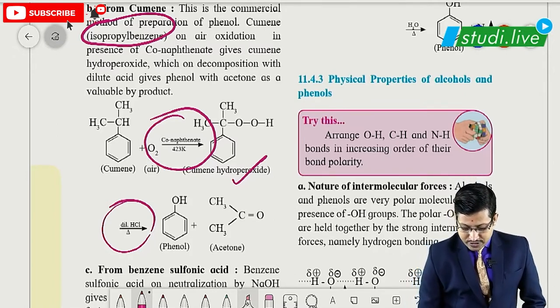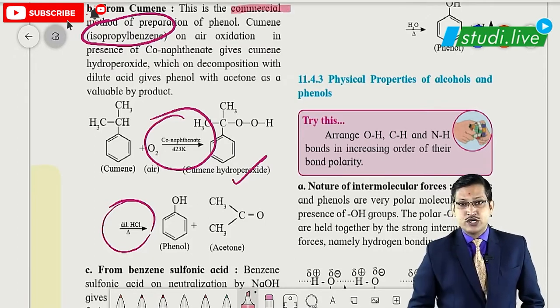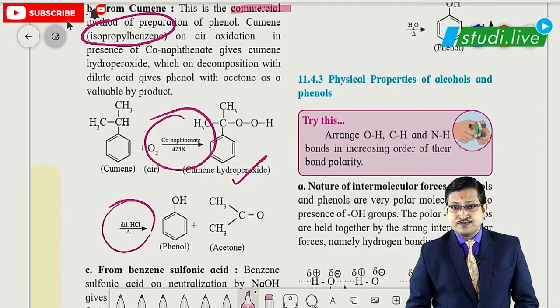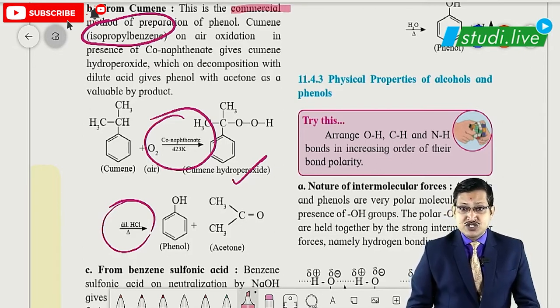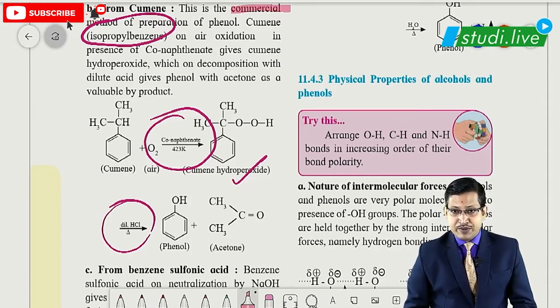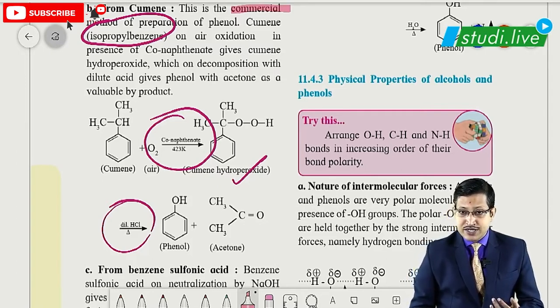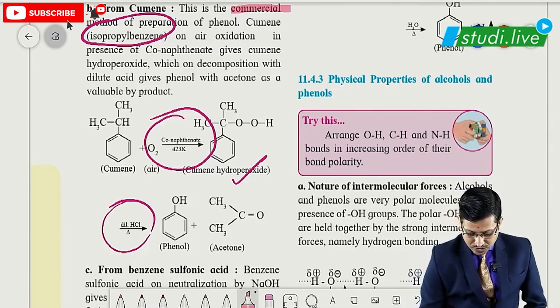One more important thing that I need to handle here is this word: commercial method. So you can get a question like commercial method of preparation of phenols. There also the answer remains the same. Commercial method of preparation of phenols, it is again from cumene. So this was your second method. Moving on quickly to the third method.